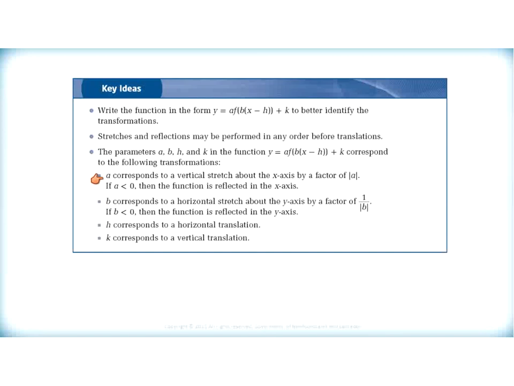a corresponds to the vertical stretch. If a is less than 0, we know there's a reflection in the x-axis. b corresponds to the horizontal stretch. If b is less than 0, we know there's a reflection in the y-axis. h corresponds to the horizontal translation, and k corresponds to the vertical translation. And that ends the lesson.